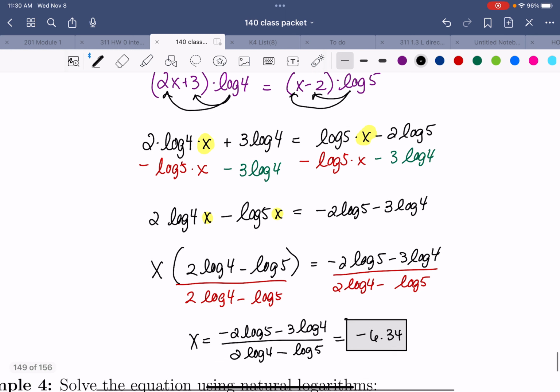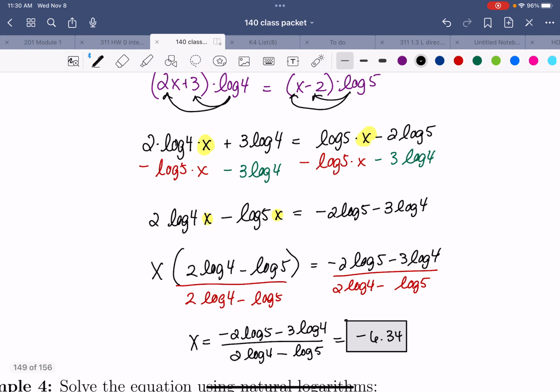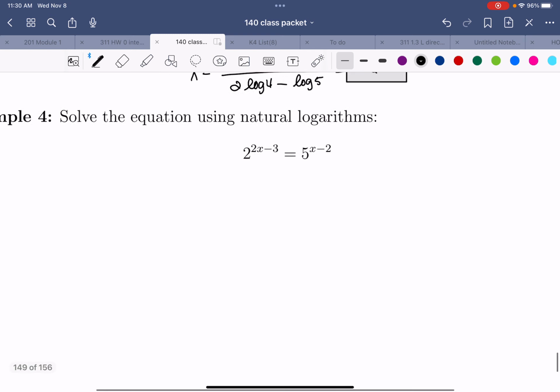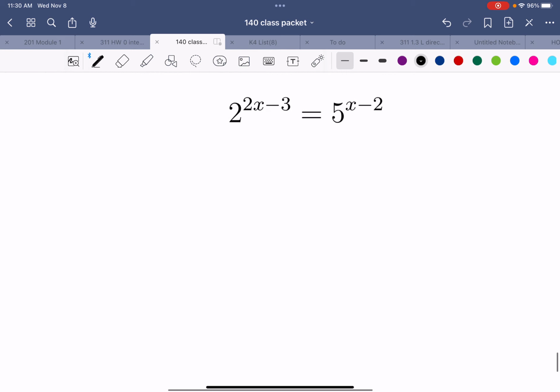All right, so we can do all of that using logs. Now it gets a little more complicated because you have to distribute and reorganize your terms, but it does work. We can do the same kind of thing using natural logs. So the process here looks identical, only we're using ln's instead of logs. So that means we're going to take the ln of both sides.